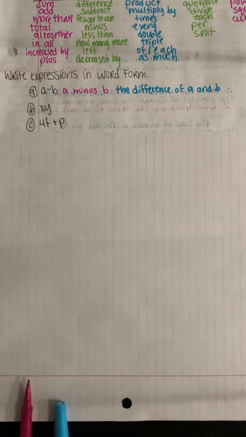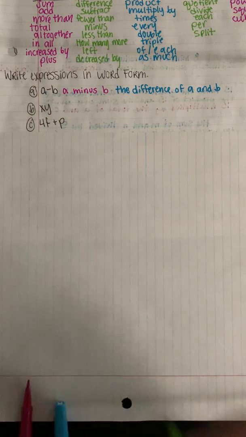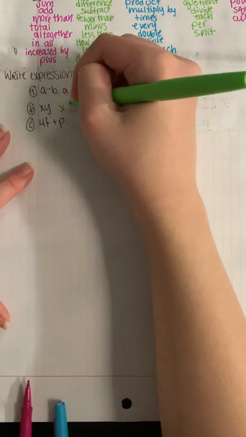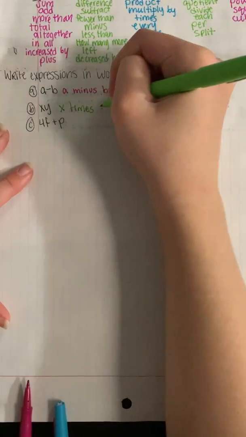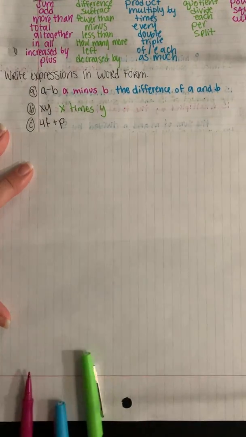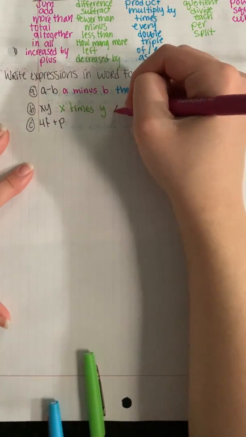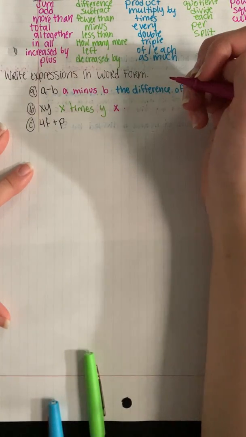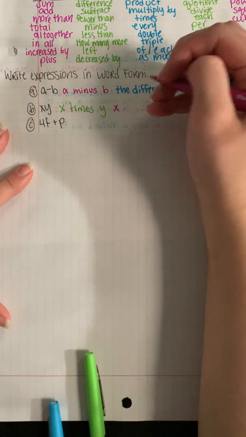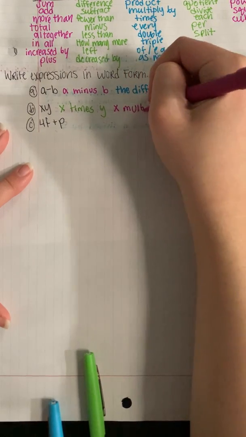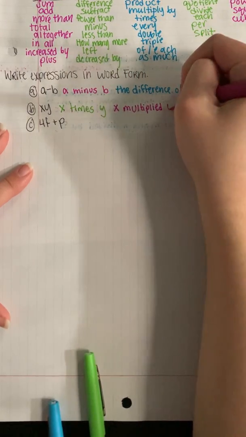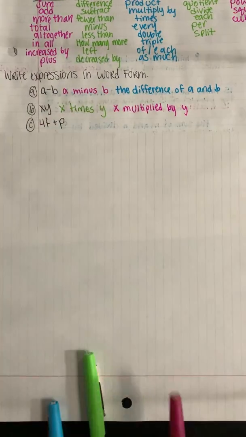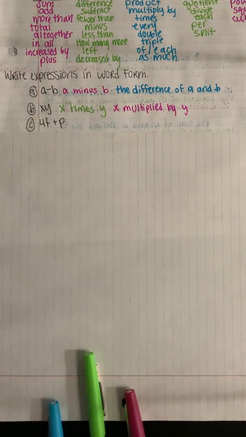For B, we have X next to Y, which we would say X times Y. So I'll record that one first, X times Y. We could also say X multiplied by Y. Or we could say the product of X and Y.